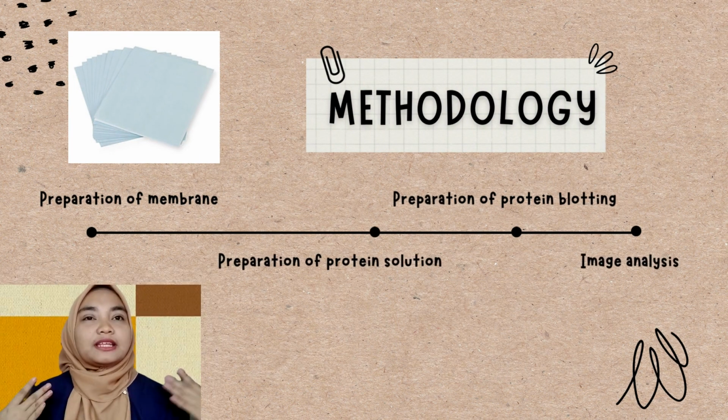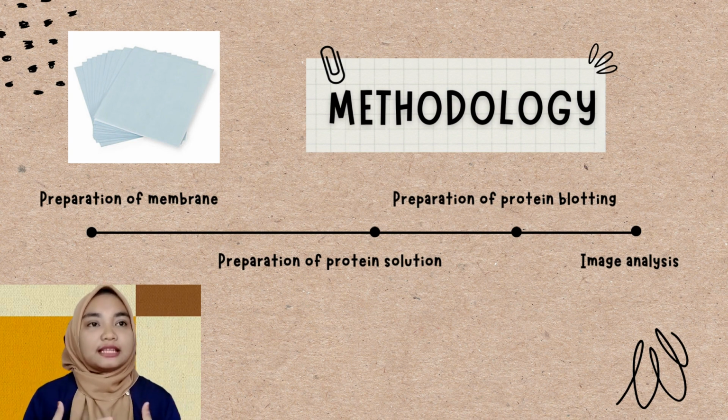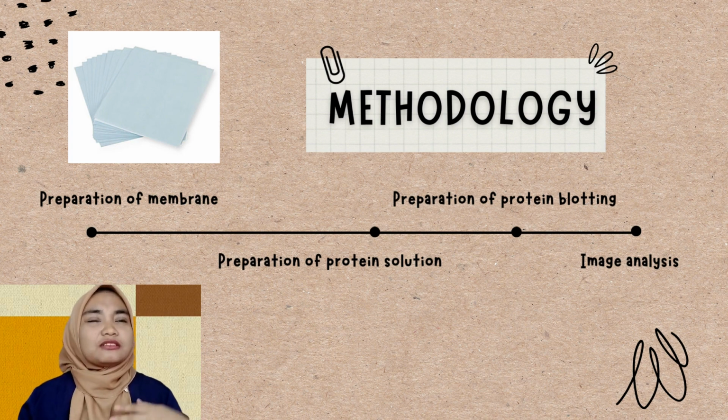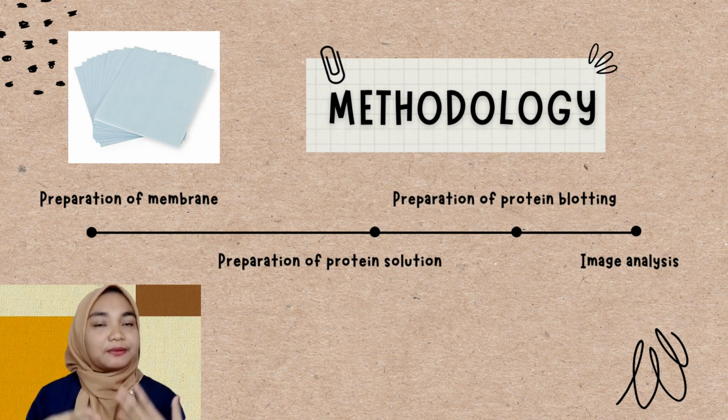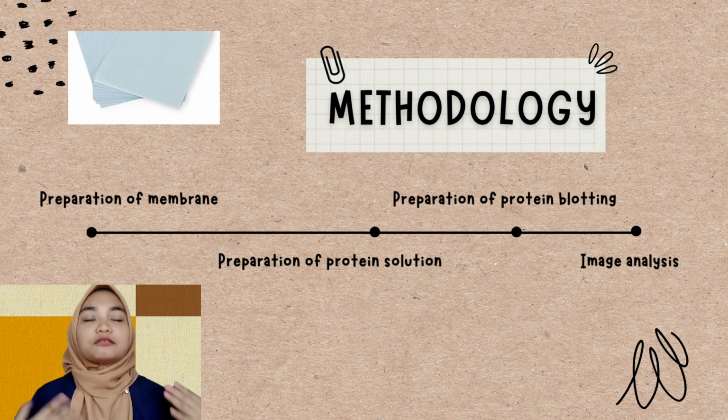Next is the overall methodology involved in this research. There is preparation of membrane, preparation of protein solution, preparation of protein blotting, and lastly, image analysis. Firstly is preparation of membrane. The nitrocellulose membrane is used as an adsorbent in this study, and this membrane will be cut into several rectangular 1.0 cm multiply 5.0 cm strips.